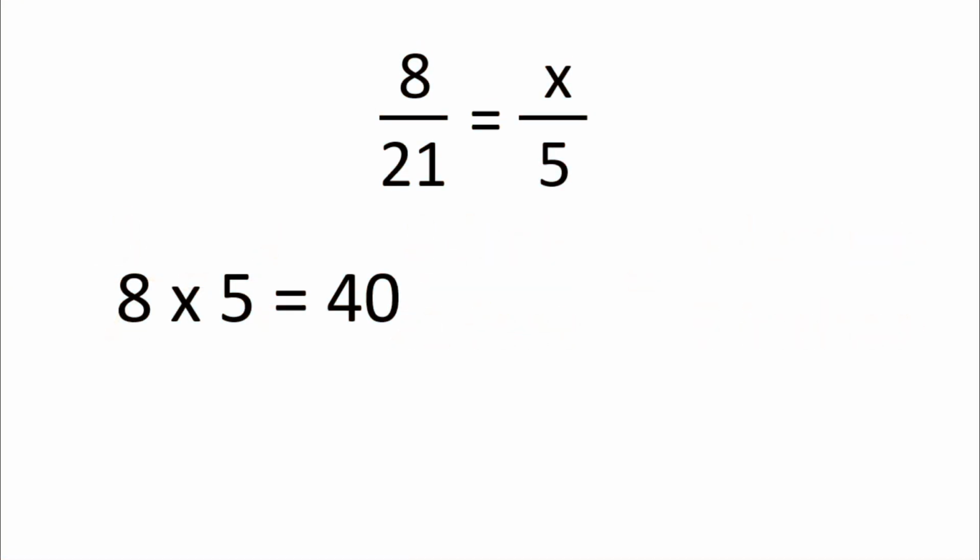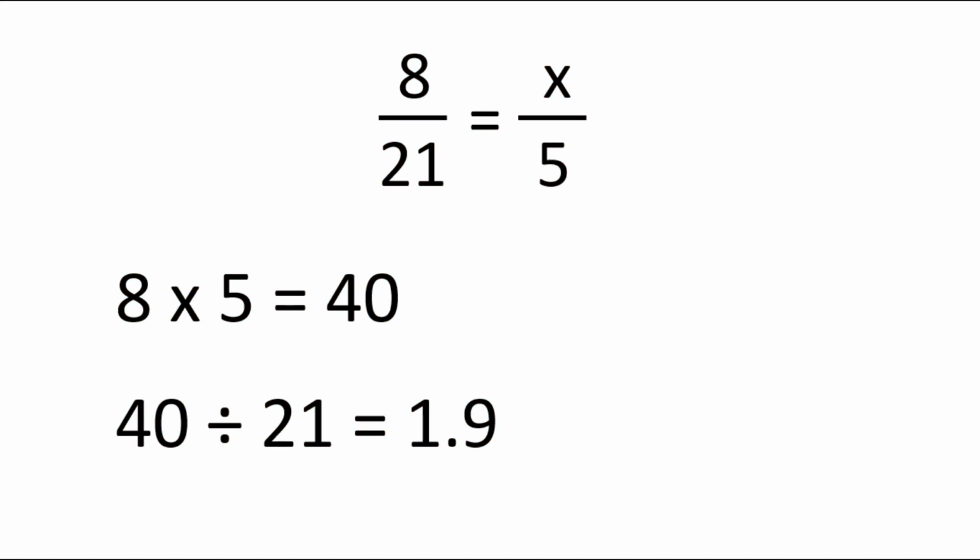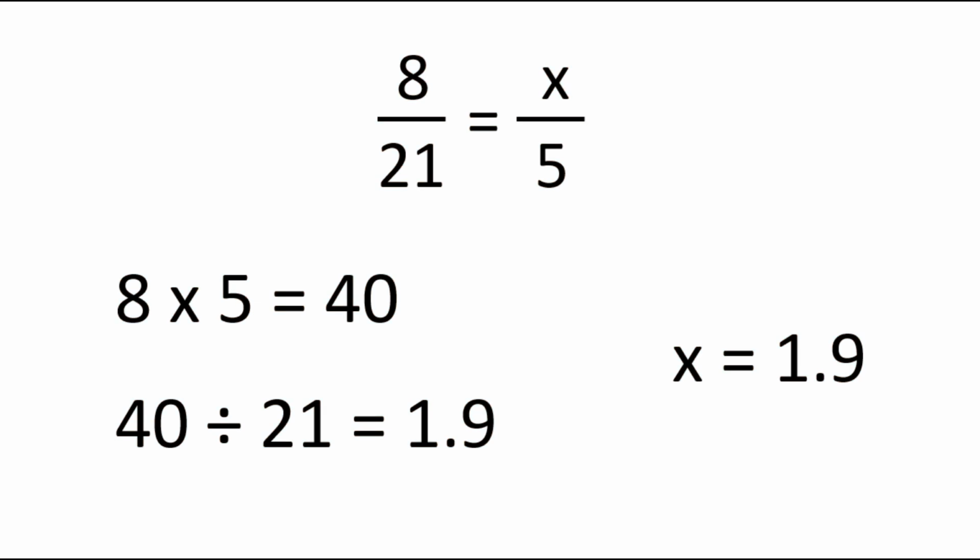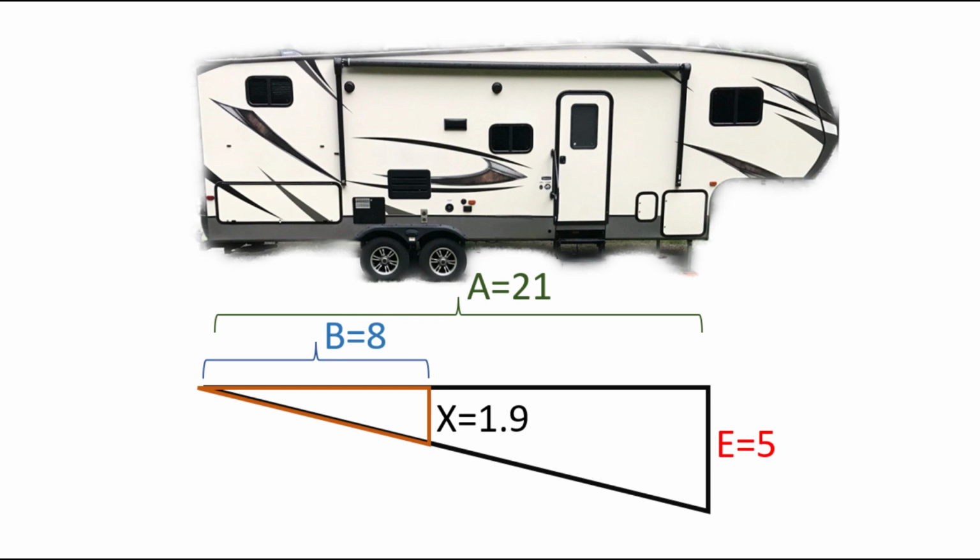Now we will go back to algebra to find x using cross multiplication. 8 times 5 is 40. 40 divided by 21 is 1.9. So x is 1.9, or the height difference from the tires to the back of the camper is 1.9 inches. Here you can see those numbers put back in the triangles.